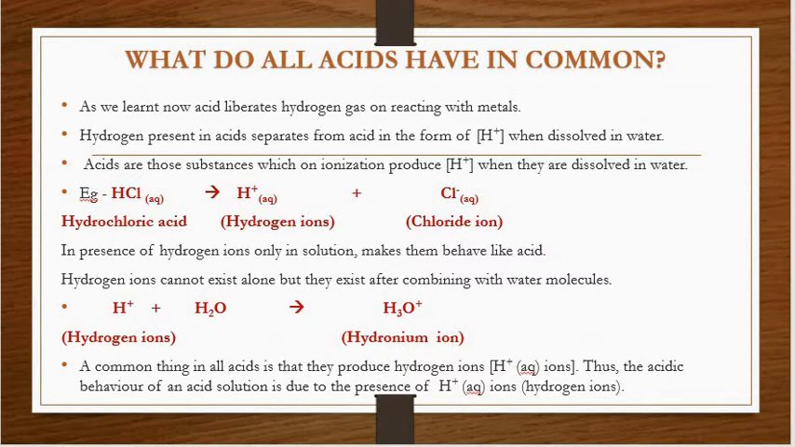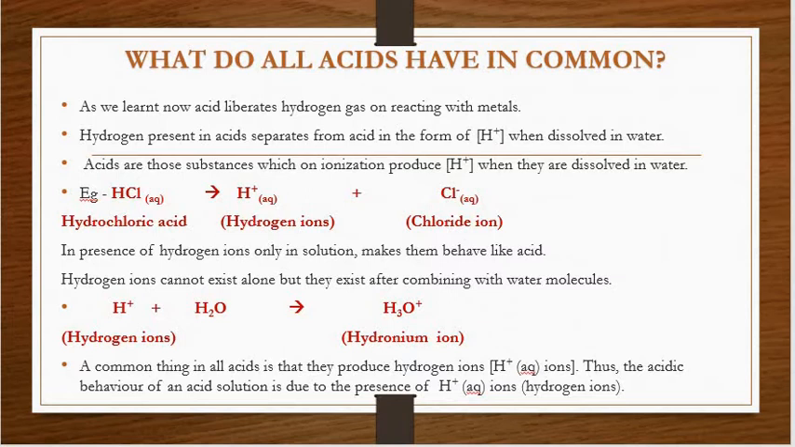Or I can say, an acid is a substance which ionizes on dissolving in water to produce hydrogen ions. For example, HCl, when dissolved in water, gives hydrogen ion and chloride ion. It is the presence of hydrogen ions in HCl solution which makes it behave like an acid. This hydrogen ion does not exist as such in a solution. It attaches itself to a water molecule to give hydronium ion, H3O+. So there is one common thing in all acids, whether weak or strong: producing hydrogen ions in aqueous solution, which combine with water molecules to give hydronium ion.